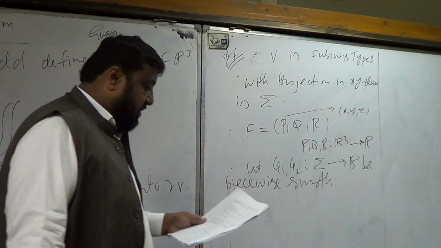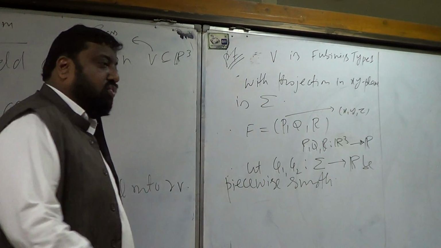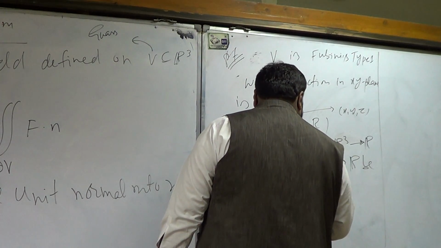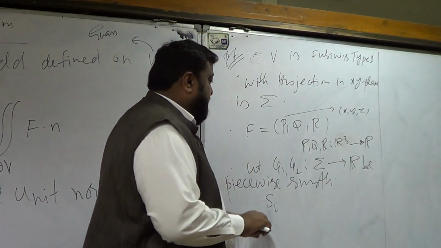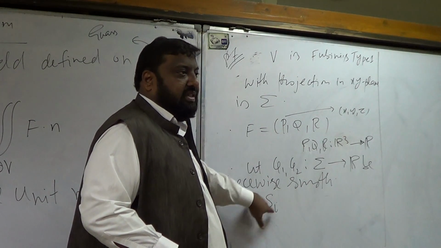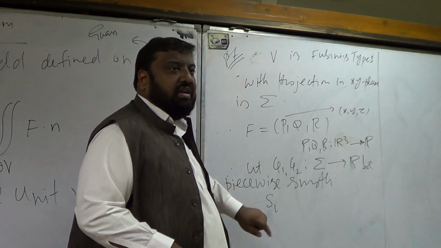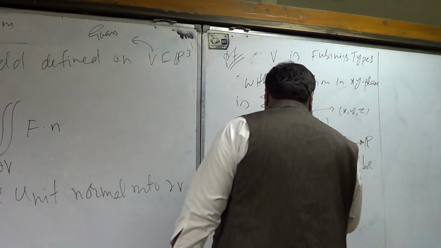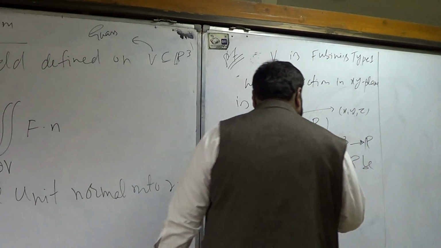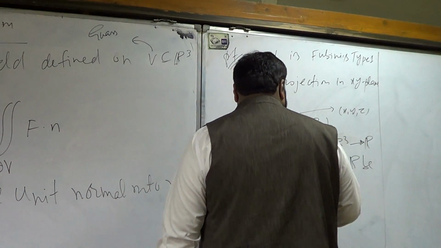Piecewise smooth. And if they are piecewise smooth, they are going to generate two surfaces. So the graph of phi 1 is going to be a piecewise parametric surface, and the graph of phi 2 is also going to be a piecewise parametric surface. So let's denote S_i to be the graph of piecewise smooth surface i, actually.